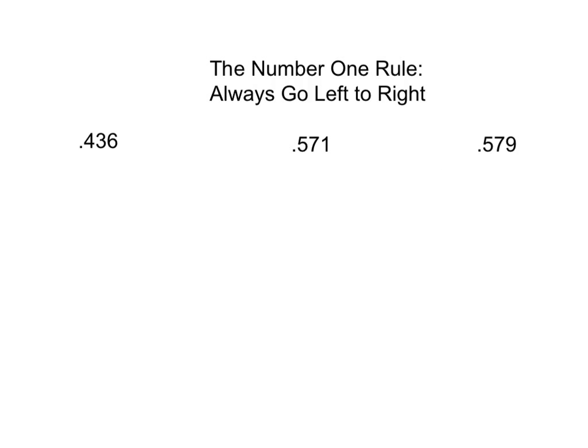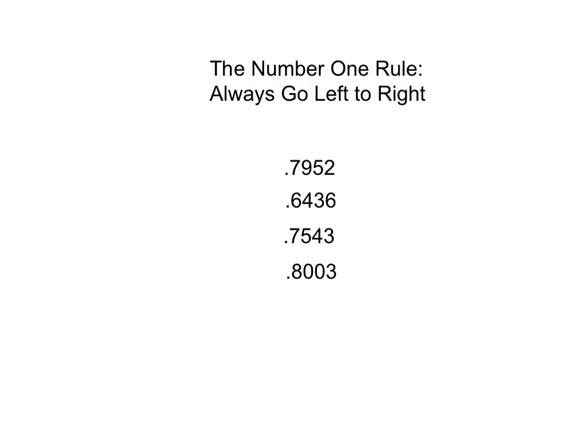Now that we have practiced this new rule 1 time, let us try once more. Now that we have successfully completed one of these problems on our own, let's try one that's a little more difficult. Looking at the 4 numbers that we have: 0.7952, 0.6436, 0.7543, and 0.8003.